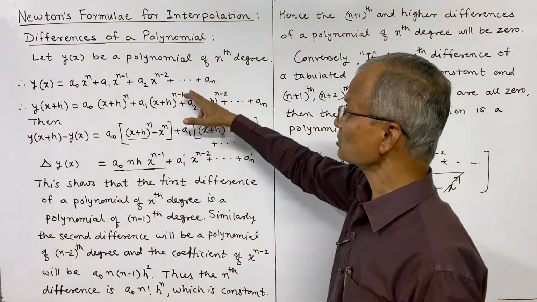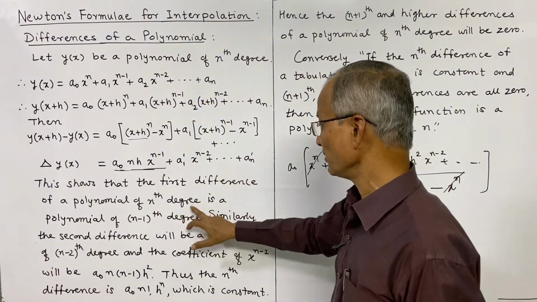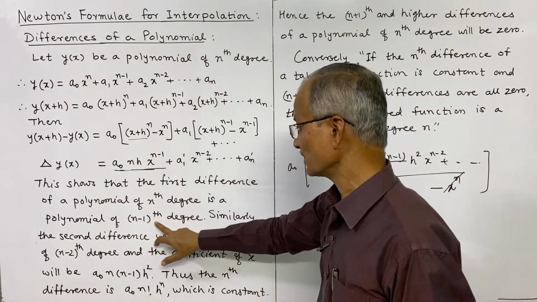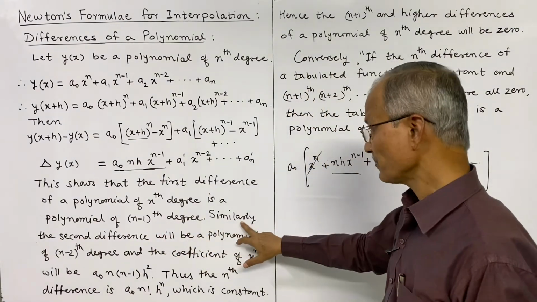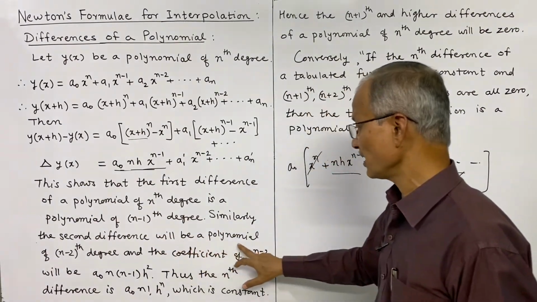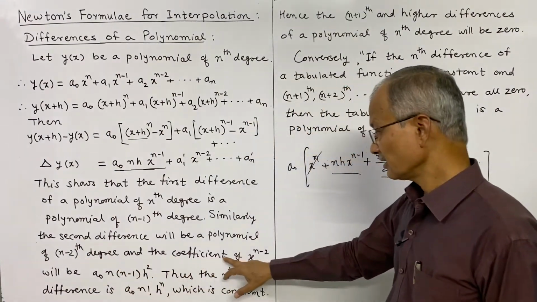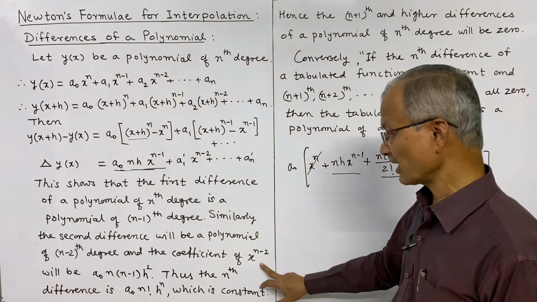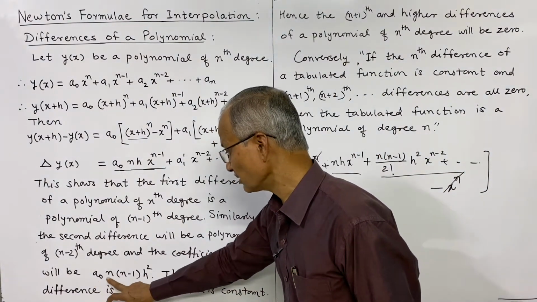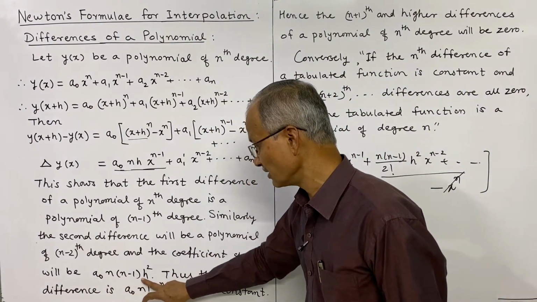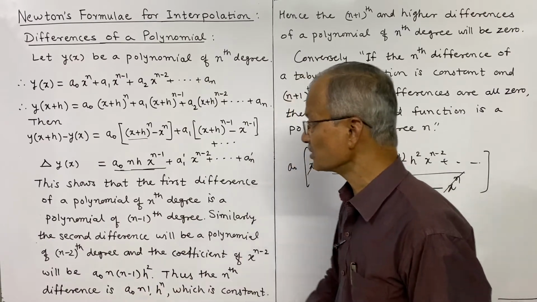So the first difference of an nth degree polynomial will be a polynomial of n minus 1th degree, and similarly the second difference will be a polynomial of n minus 2nd degree, and the coefficient of x power n minus 2 will be a naught n into n minus 1 into h square. Now how to verify this?